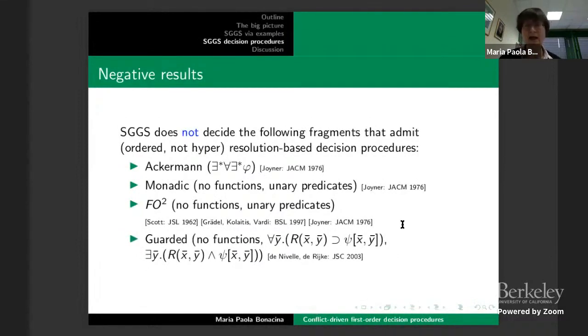Now, on the negative side, we found counterexamples showing that SDGs does not decide other fragments such as Ackermann, monadic, FO2, and guarded, which on the other hand can be decided by a resolution-based decision procedure based on ordered resolution, but significantly not hyper-resolution, because these sets defeat sign-based semantic guidance. These are the fragments of which Moshe earlier was saying that they didn't find many applications with respect to EPR and stratified, but nonetheless, from the theoretical point of view, they are interesting, so we checked whether SDGs may decide them, but we found counterexamples for each of these.